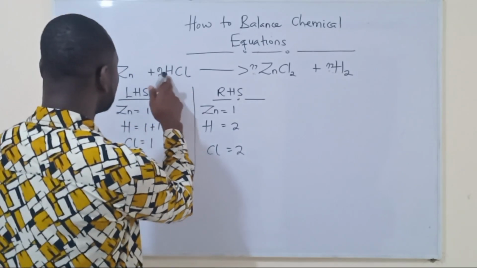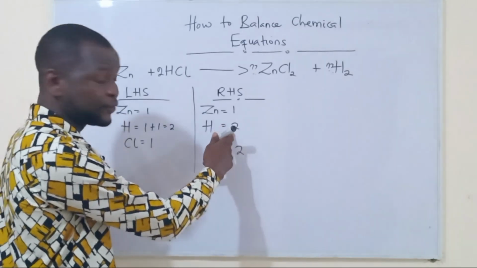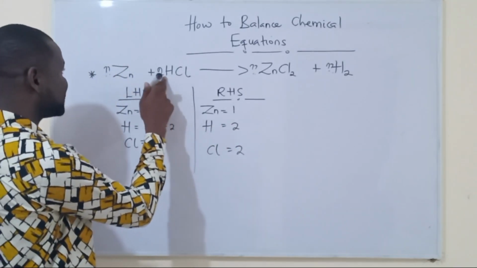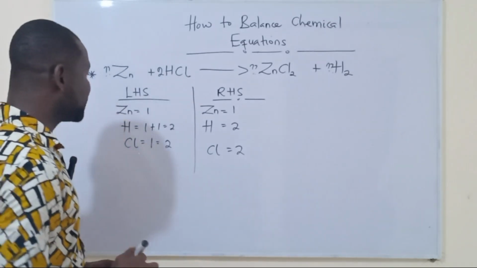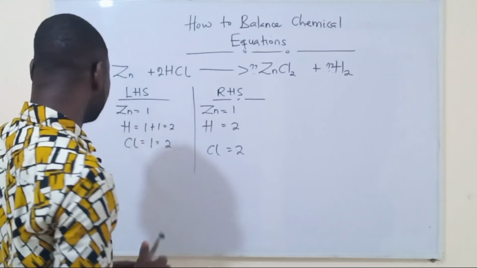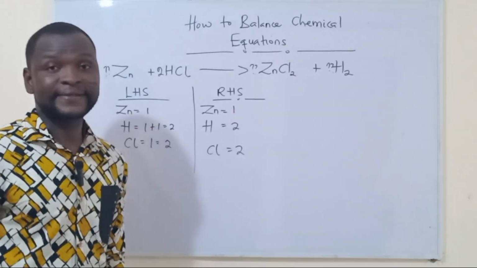So when I put 2 in front of the HCl, now hydrogen becomes 2, and the product side also has 2. Then the 2 affects the chlorine. So here chlorine changes from 1 to 2. So you see that this equation is now balanced. So that is how we balance chemical equations using the guessing method.